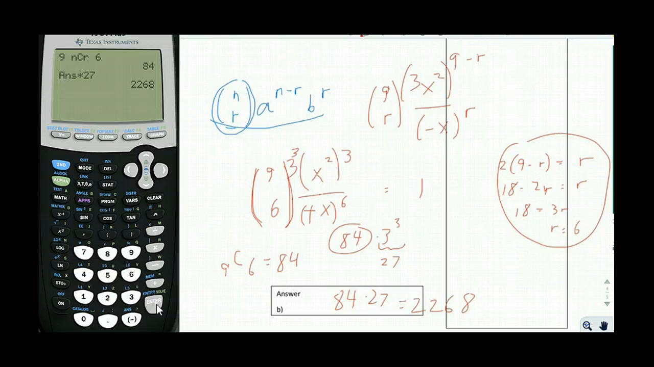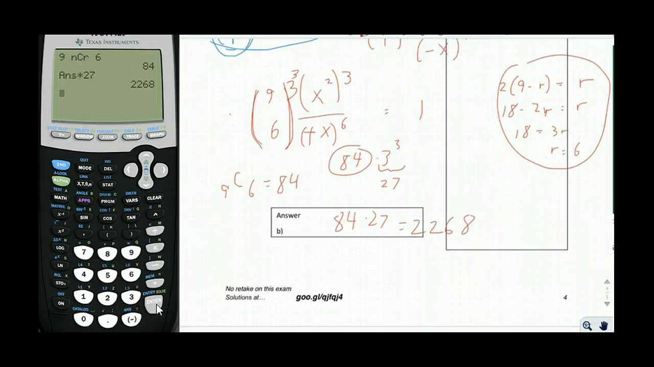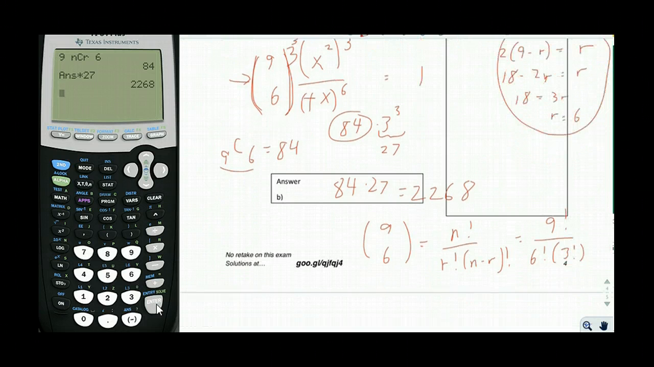Okay, and you can also do this 9C6 using the formula, which is n factorial divided by r factorial times n minus r factorial, which means 9 factorial divided by 6 factorial and 9 minus 6 factorial, which is 3 factorial. Okay, and this is just equal to 2268 also.